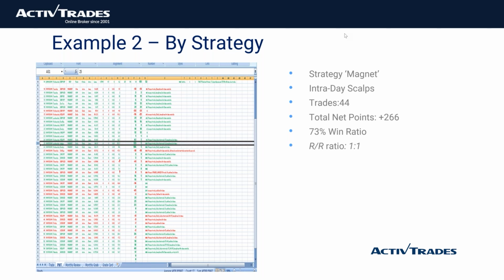In that month, I was able to work out that it did 44 trades. It generated net points of 266 pips, had a 73% win ratio, and the risk to reward ratio was about 1 to 1. All right, so I normally like to have asymmetric reward to risk ratios, okay, but 1 to 1 is fine when you've got a win ratio of 73%. Okay, you have positive expectancy, so you can start to break it down, and you can start to understand not only your overall trading, but each individual tactic that you might employ as part of your overall strategies.